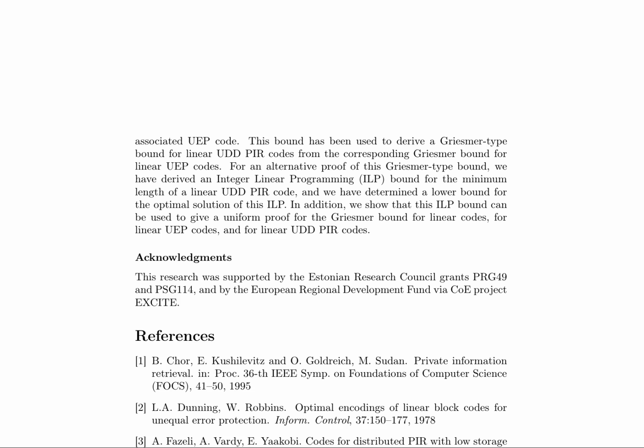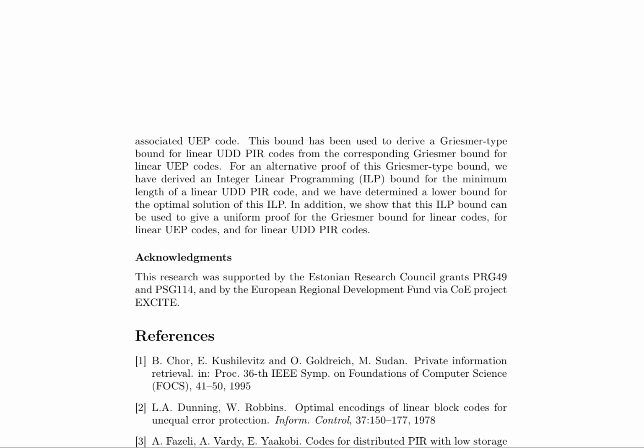Development of Griesmer type bound for linear UDD PIR codes. The development of an improved Griesmer type bound for linear UDD PIR codes, crucial for private information retrieval applications, has led to the derivation of a novel bound through integer linear programming (ILP) methods. By extending the existing Griesmer bound for linear uneven erasure protection (UEP) codes, the researchers establish a direct link between UDD PIR and UEP codes, ultimately enhancing our understanding of code-based PIR schemes.